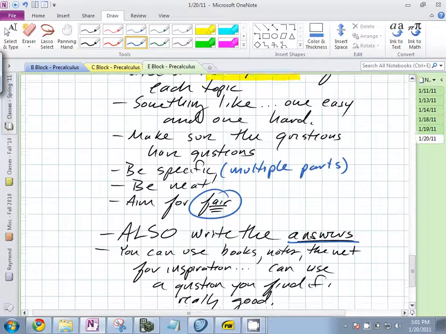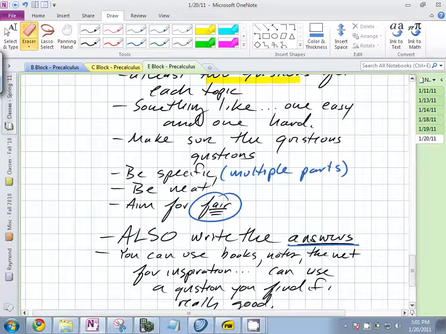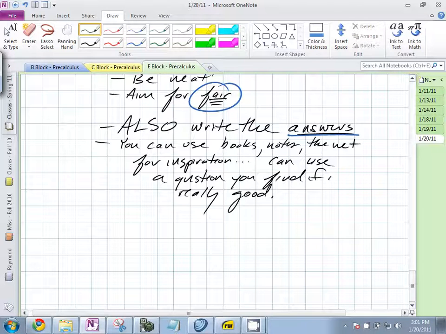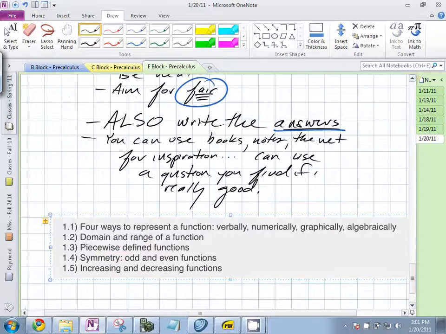Make sure the questions have questions. That word right there? Sorry. Okay, kids, we're not done yet. So here are the topics. You can start working on coming up with your questions right now.